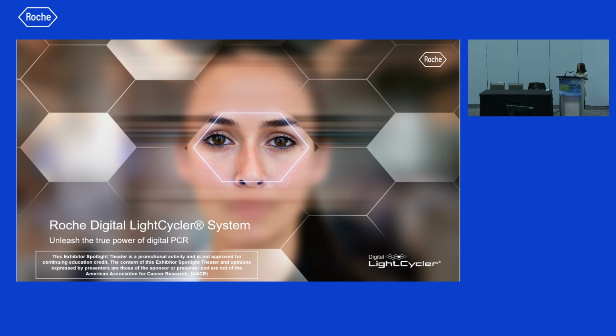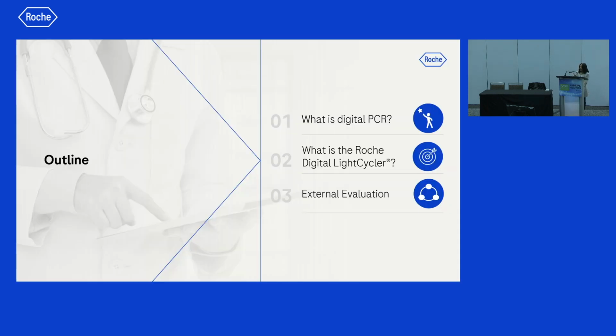And so for today's session, I'm going to cover and begin with what is digital PCR, just to level set for the audience, followed by a brief overview of the Roche Digital LightCycler system. It's a powerful new addition to the Roche PCR ecosystem. And lastly, present some data on an external evaluation of the Roche Digital LightCycler system performed by several sites around the world. And so let's begin with what is digital PCR.